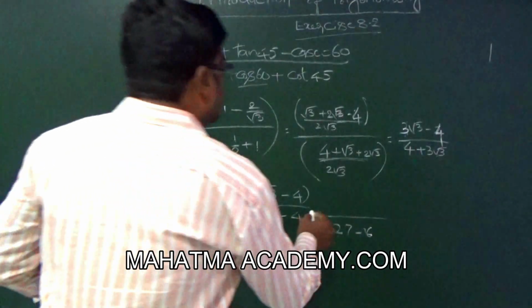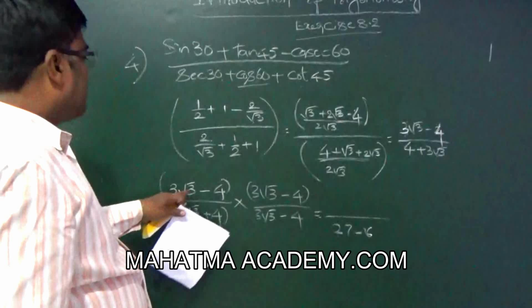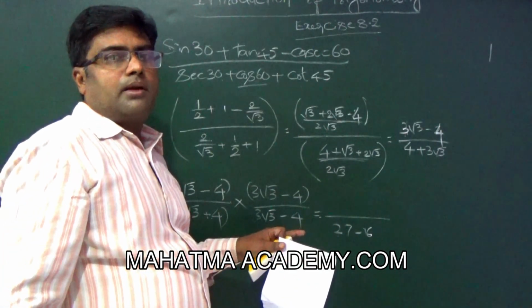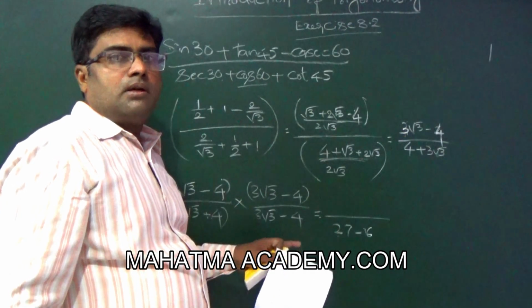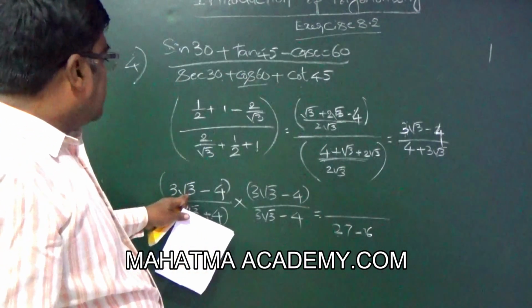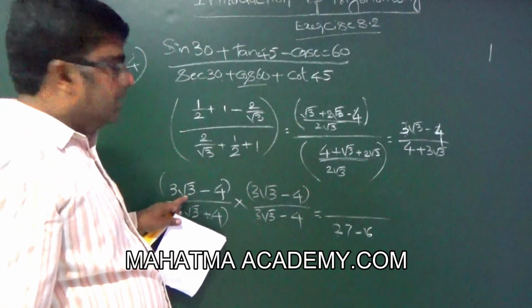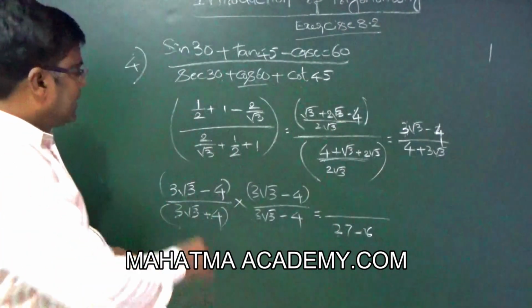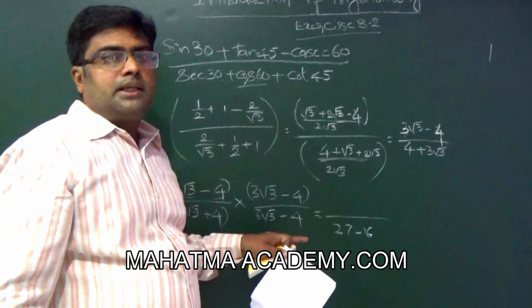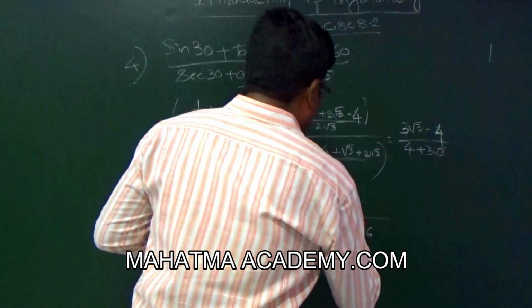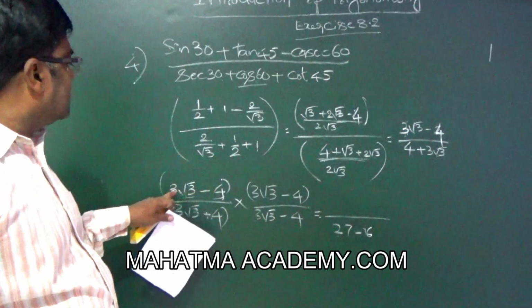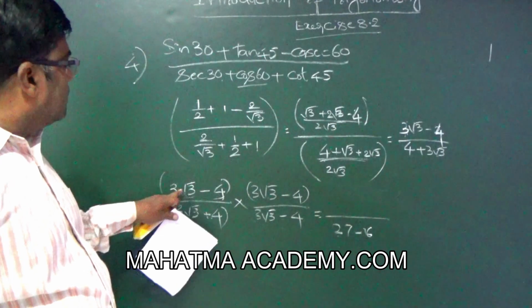What about the numerator? A minus b into a minus b means a minus b whole square. The formula for a minus b whole square is a square plus b square minus 2ab. Here a is 3 root 3 and b is 4. So a minus b whole square is 3 root 3 whole square plus 4 square minus 2 into 3 root 3 into 4.